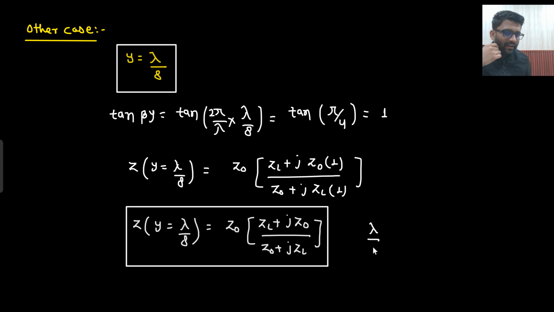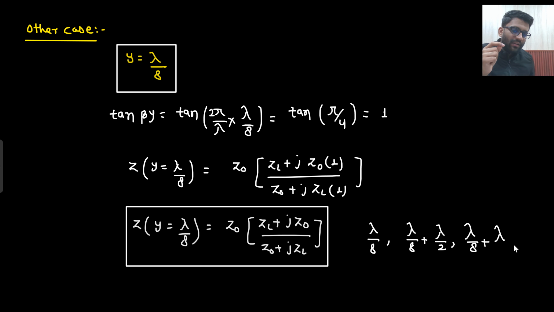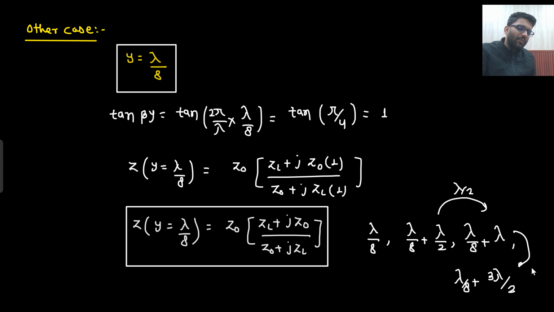It is true for lambda by 8. And after lambda by 2, everything is repeated. So lambda by 8 plus lambda by 2, or lambda by 8 plus 3 lambda by 2. Basically, after every lambda by 2, things are being repeated.